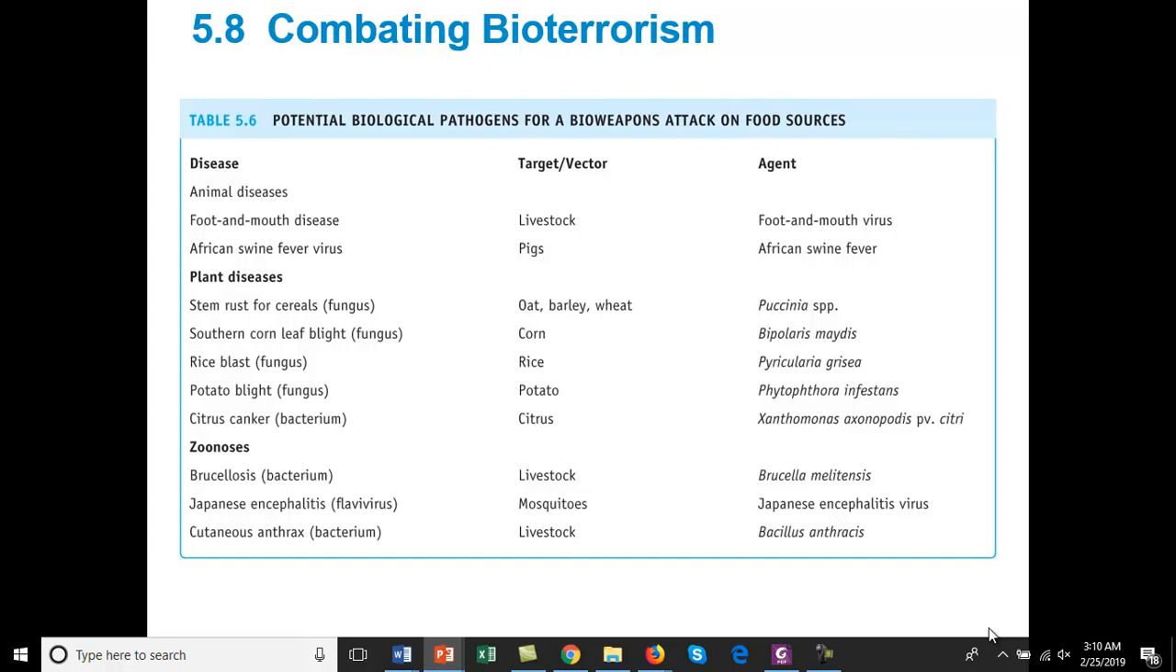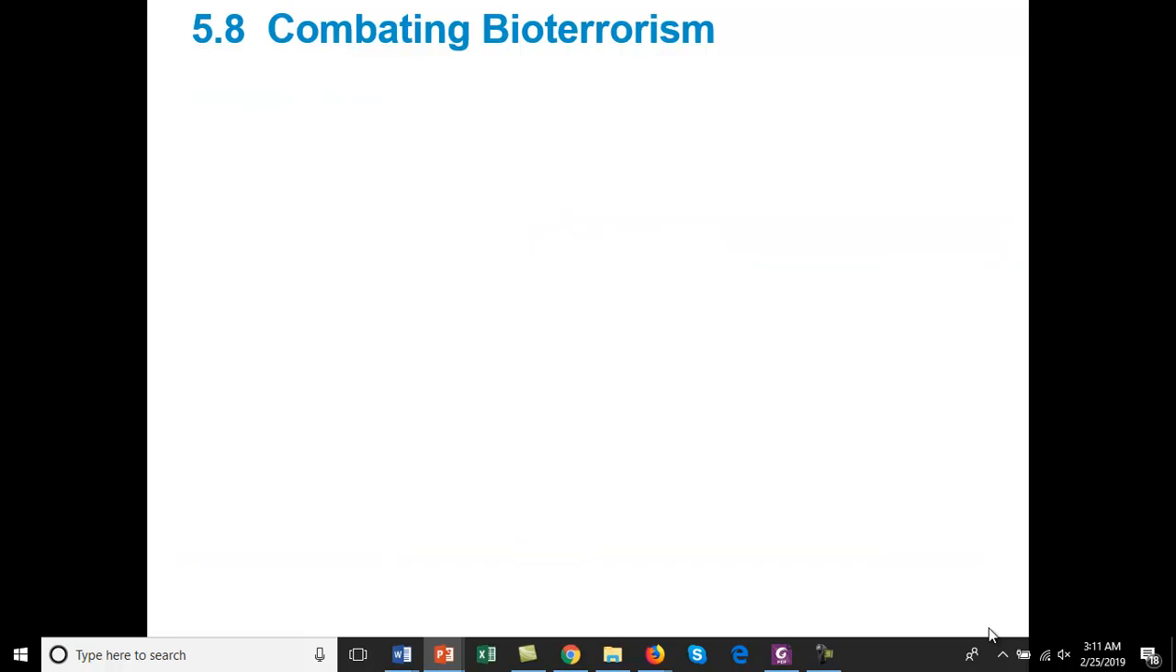In terms of agroterrorism, here are some diseases for targeting livestock, for targeting plants, and zoonotic diseases. Livestock diseases include foot and mouth disease and swine fever virus. There are different diseases in plants, which are primarily bacterial or fungal, and these can decimate crops very quickly. And then zoonotic diseases can start in animals and then move to humans.